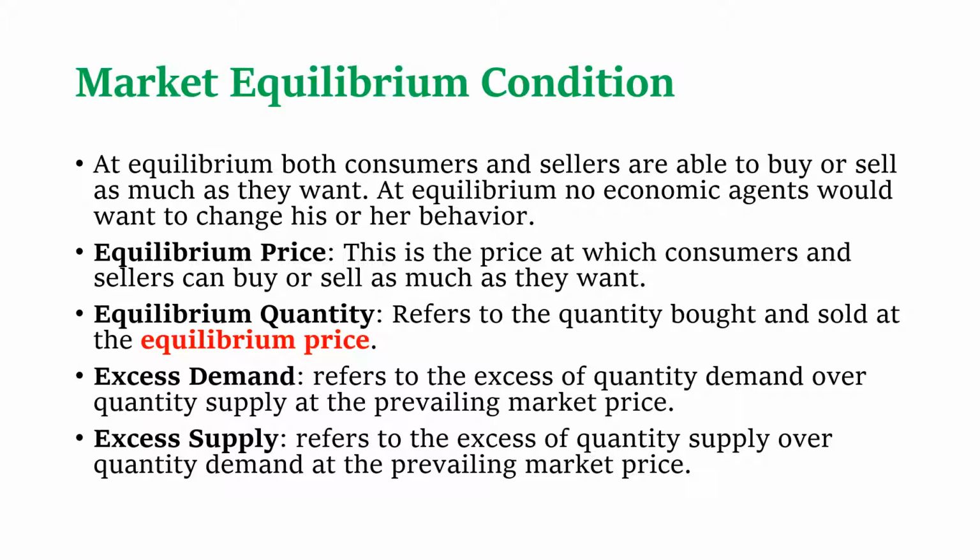So the equilibrium price is the price at which consumers and sellers can buy or sell as much as they want. Then you have the equilibrium quantity, which is just the quantity bought and sold at the equilibrium price. The excess demand refers to the excess of quantity demanded over quantity supplied at the prevailing price. And the excess supply refers to the excess of quantity supplied over quantity demanded at the prevailing price.